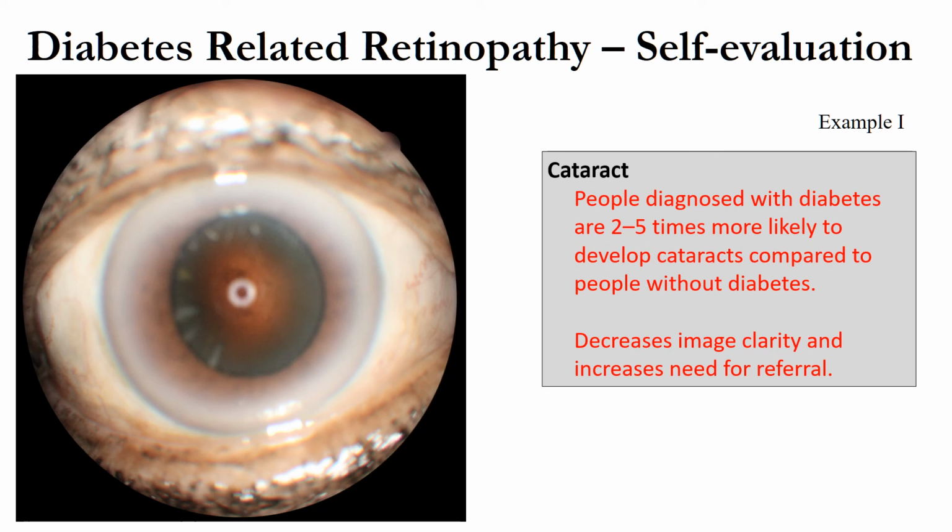People diagnosed with diabetes are 2 to 5 times more likely to develop cataracts compared to people without diabetes. Similar to asteroid hyalosis, the presence of cataracts degrades image quality and increases the need for referral.